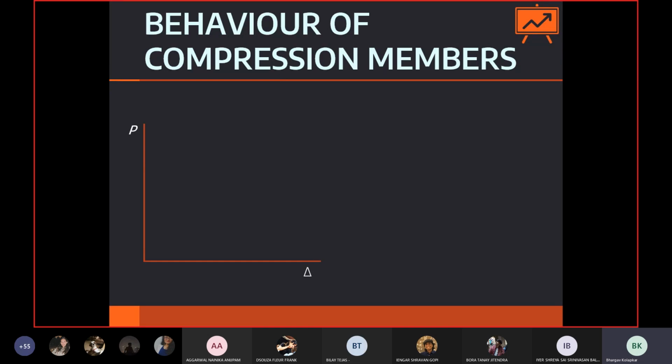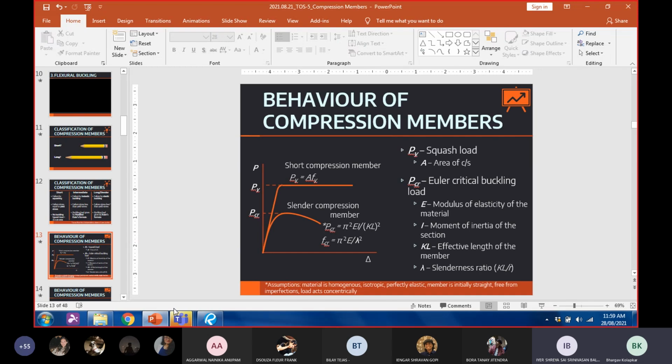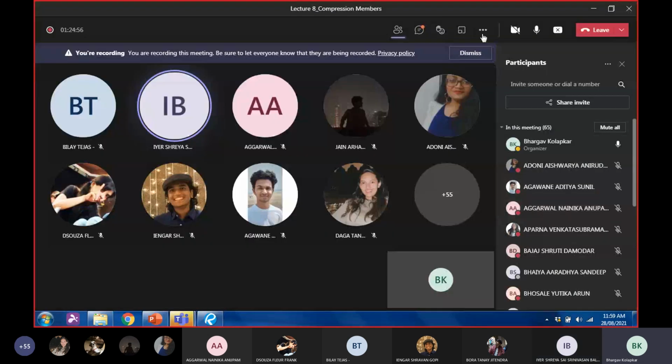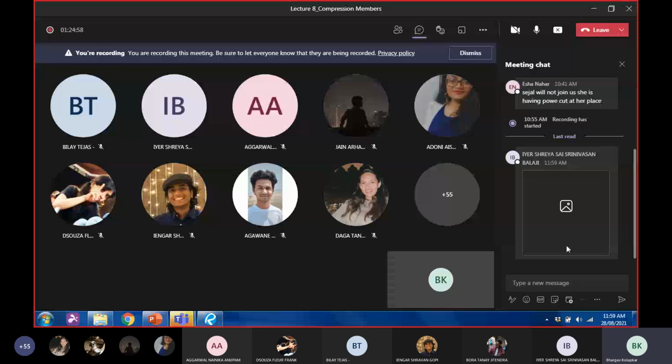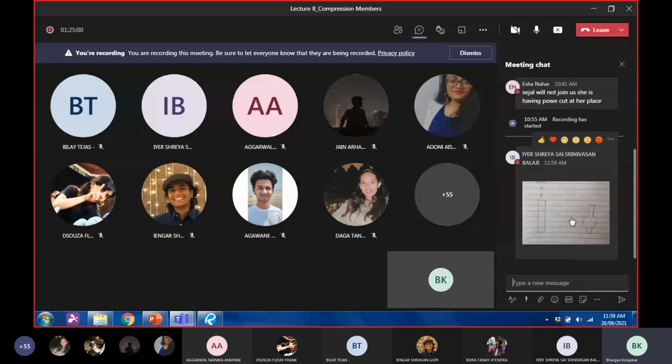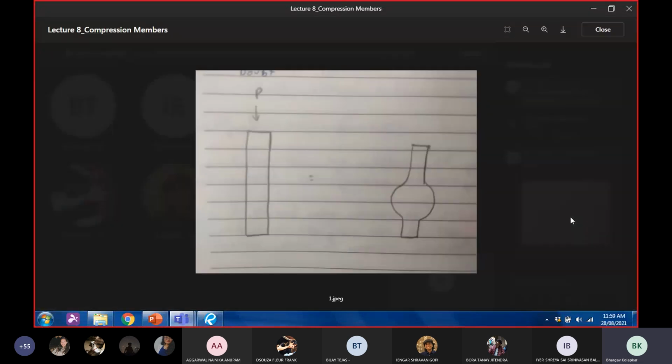Thank you. Okay. So now, I have one more question. I've uploaded a picture in the chat box. So that would be squashing, right? Is it a hollow section? So what section is it? It's a solid section.